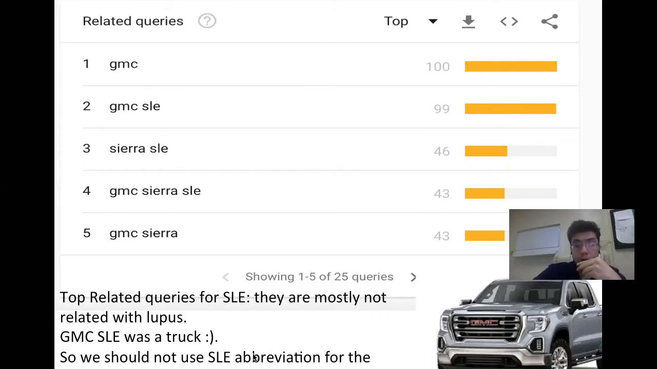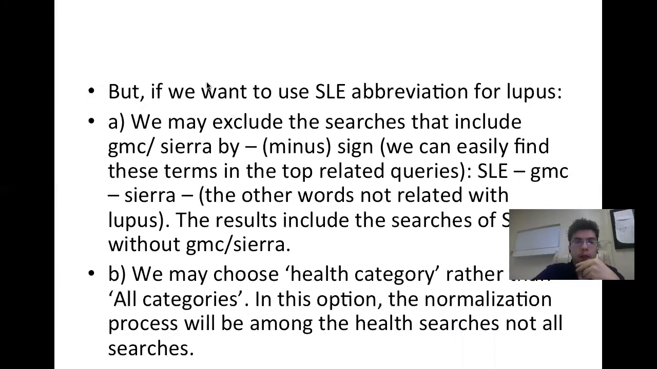What we can do is, if we want to use the SLE abbreviation for lupus, we may exclude the searches that include GMC Sierra by a minus sign. We can easily find these terms in the top related queries. That is SLE minus GMC minus Sierra. In other words, we are excluding the words that are not related to lupus directly.